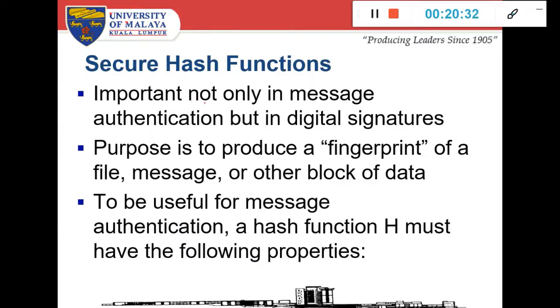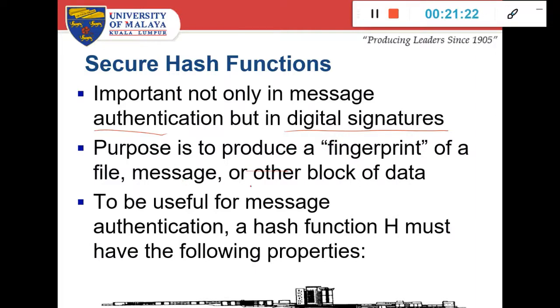So, a secure hash function is important not only in message authentication but in digital signatures. You have message authentication and you also have digital signatures to verify John is John, Alice is Alice. The purpose is to produce a fingerprint of a file, message or other block of data. Fingerprint is like a real-world fingerprint. Your thumbprint is unique to you only. I'm not sure scientifically whether there are people that have the same thumbprint. I don't think so, maybe one in a billion, or one in a million. Your thumbprint is unique to you, just like your ID.